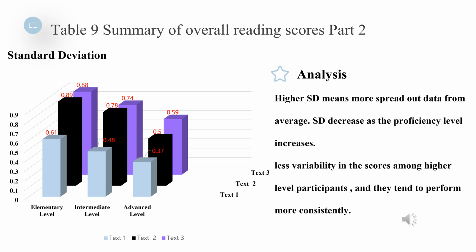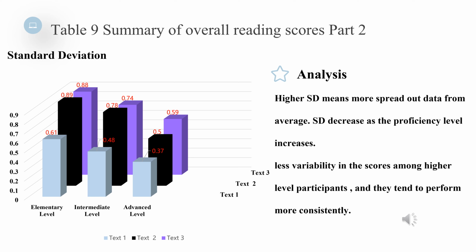Let's move on to the next part. I'll use another 3D bar chart to demonstrate the summary of overall reading score by its standard deviation. We can see that the mean score generally increases as the proficiency level increases for all three texts. This suggests that higher proficiency levels are associated with better reading comprehension and background knowledge.